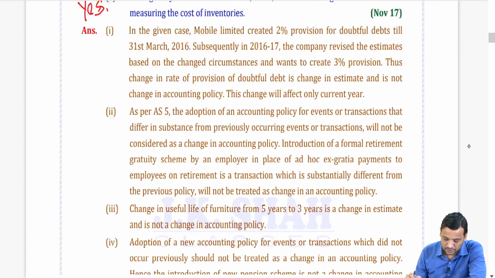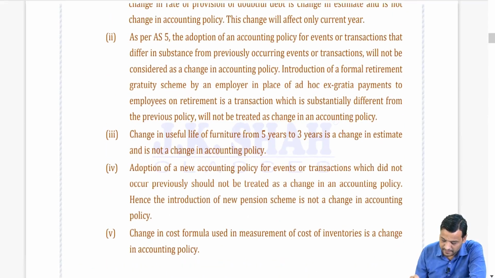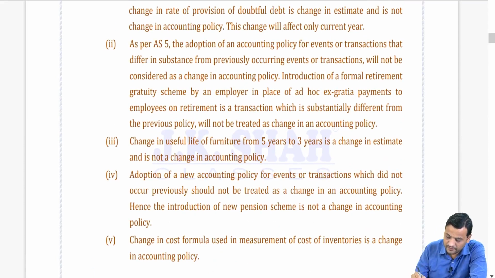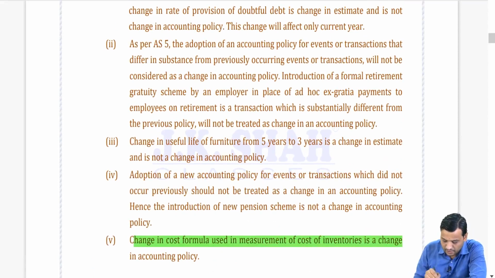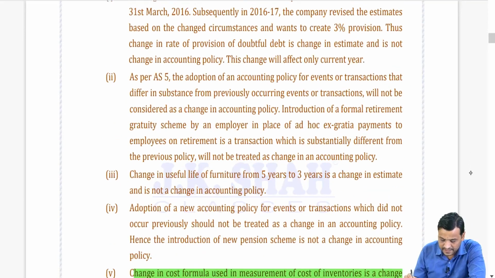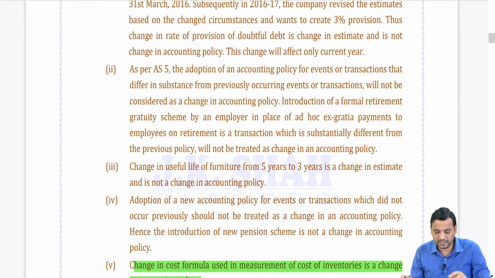So, you may just have a glance through all those things. Rest everything is not a change in accounting policy.